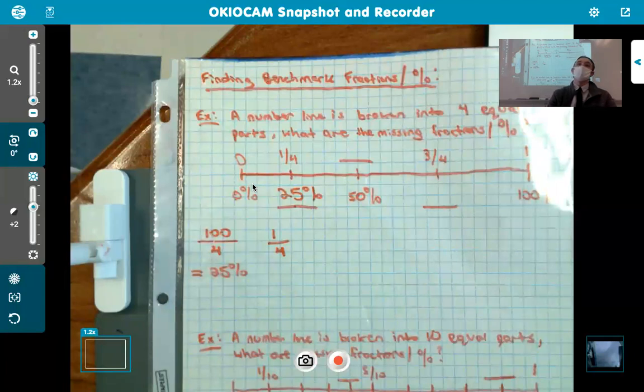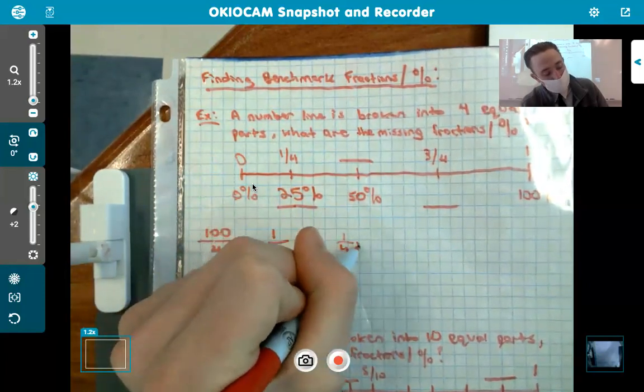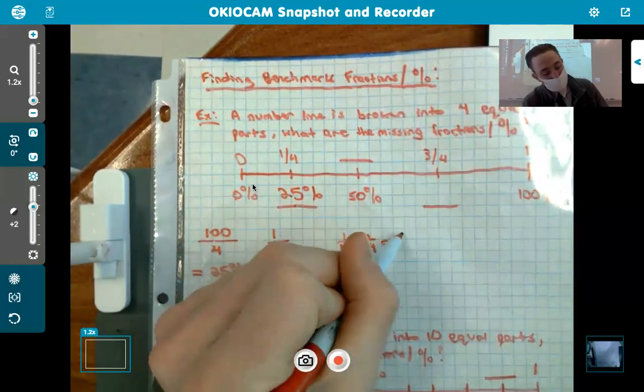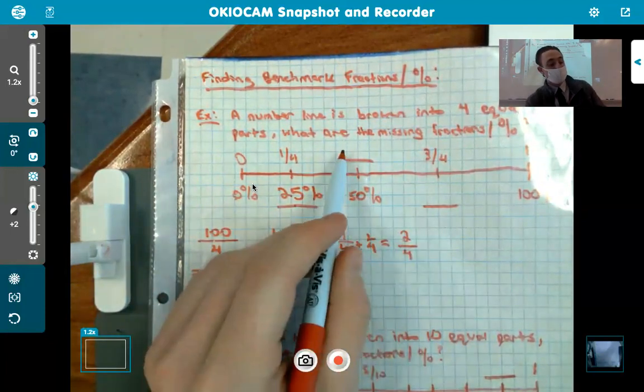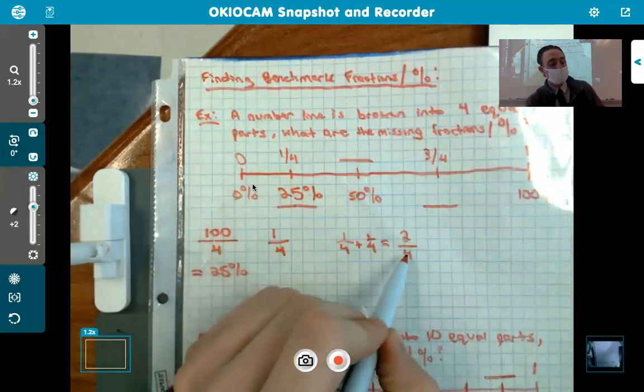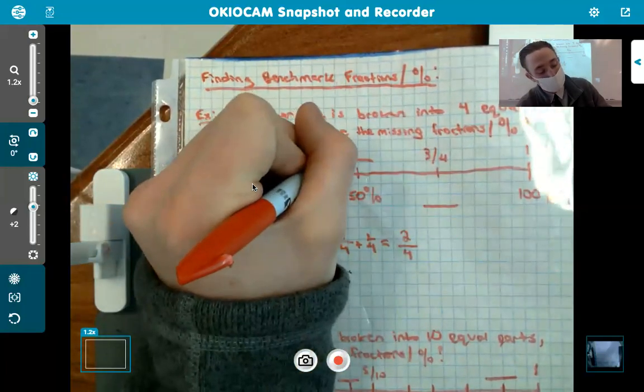What's that? Not 1/5. 1/5 would be 20%, so that would be going the opposite direction. 2/4. If I'm going up 1/4 each time, notice I have 1/4 plus 1/4. Well, that would be 2/4. So I could write 2/4 here. Well, how does that simplify as a fraction? 1/2, right?